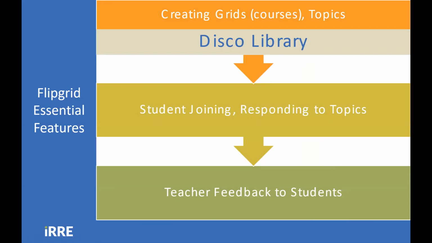I want to show you three common features. We want to show you a little bit about creating grids, which is their idea of courses, topics within those courses, which are individual assignments or discussion questions, as well as their DISCO library, which is short for Discovery Library. Pear Deck tries a little bit, or sorry, Flipgrid tries a little bit hard to be really cool, and so everything has a lot of jazzy language around it.